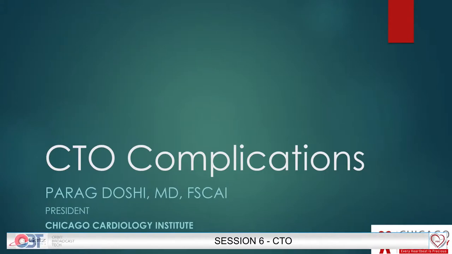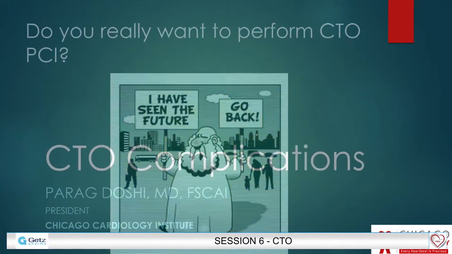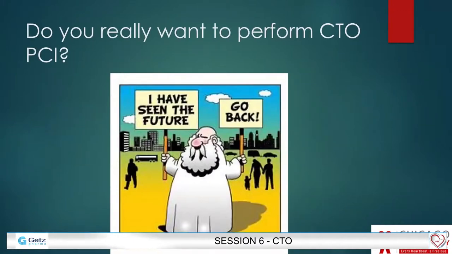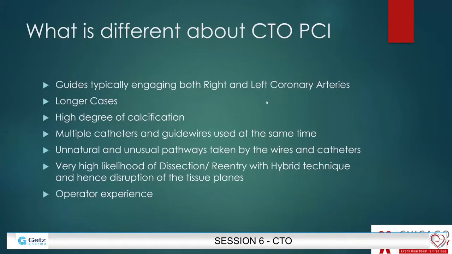We all have been in complications. CTO PCI is always associated with a higher risk of complications. You have to accept it to start with. What is different? Very first, guides engage both right and left coronary arteries. These are longer cases. There is a high degree of calcification. You have multiple catheters and guide wires going back and forth at the same time.